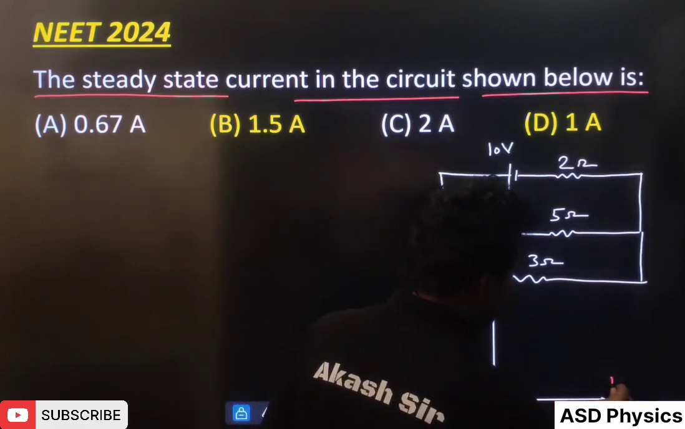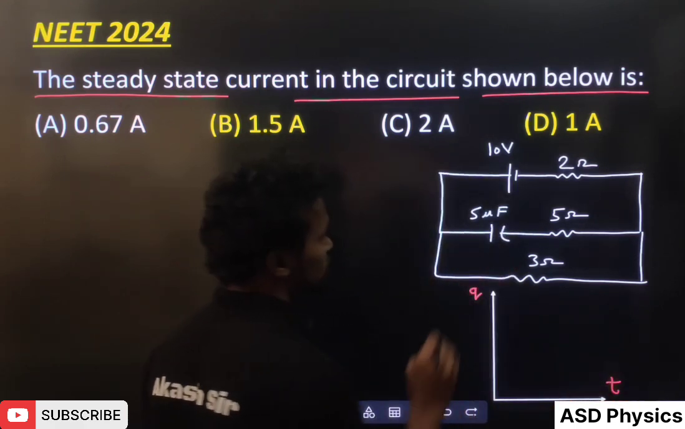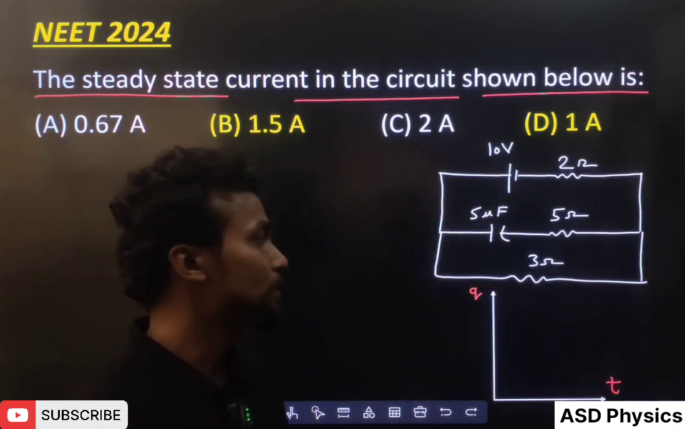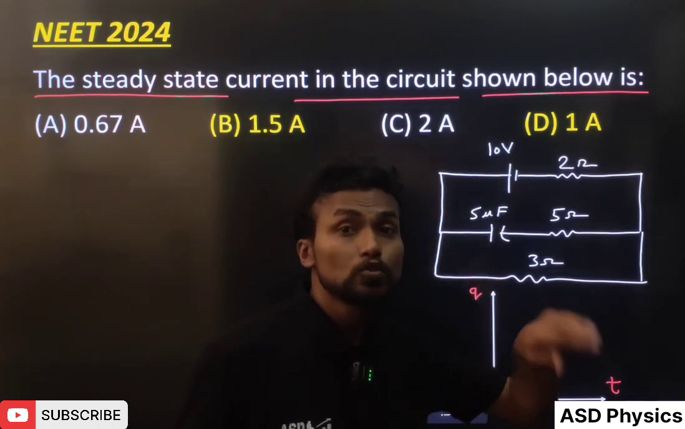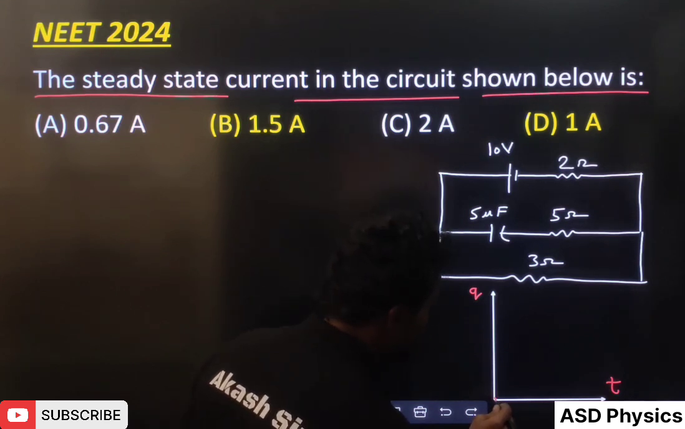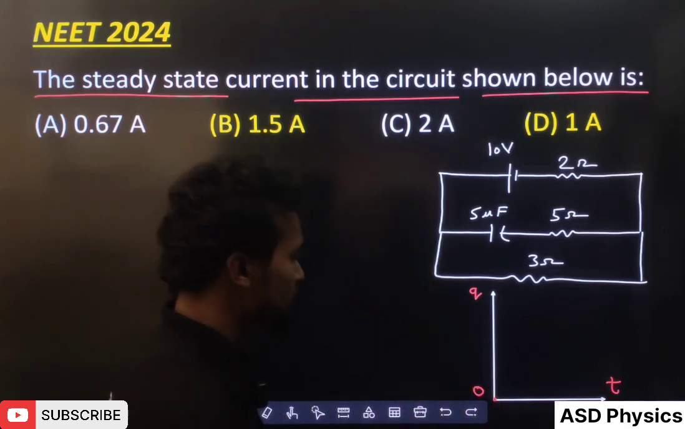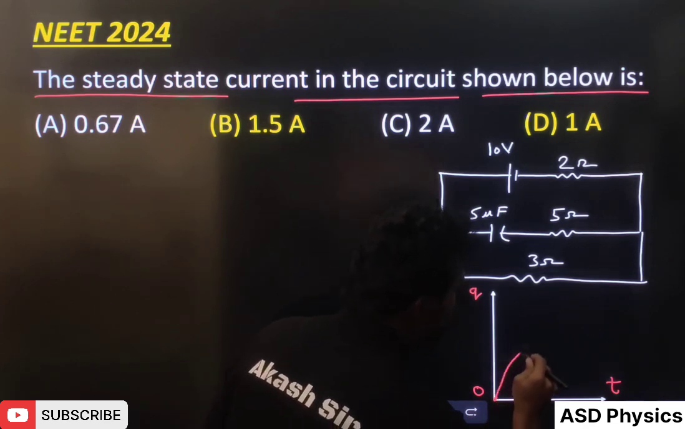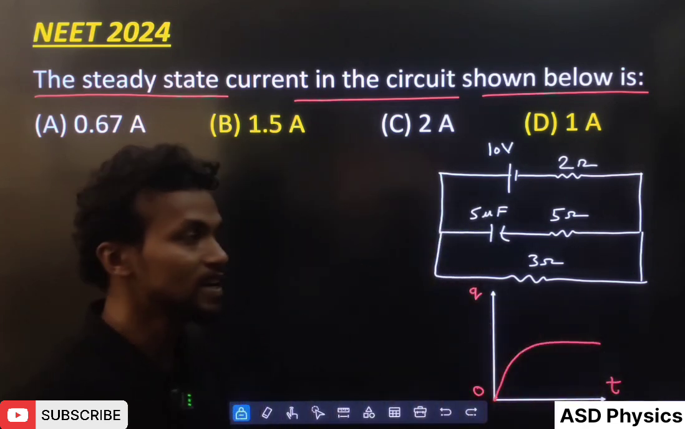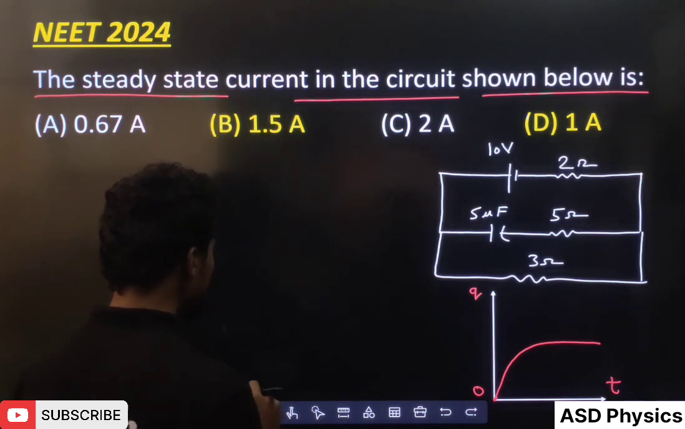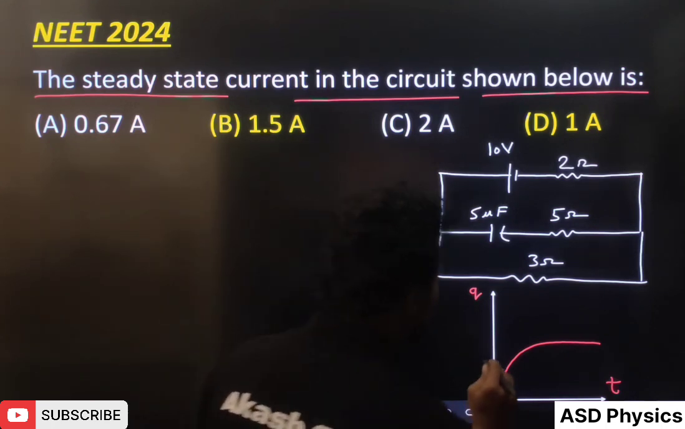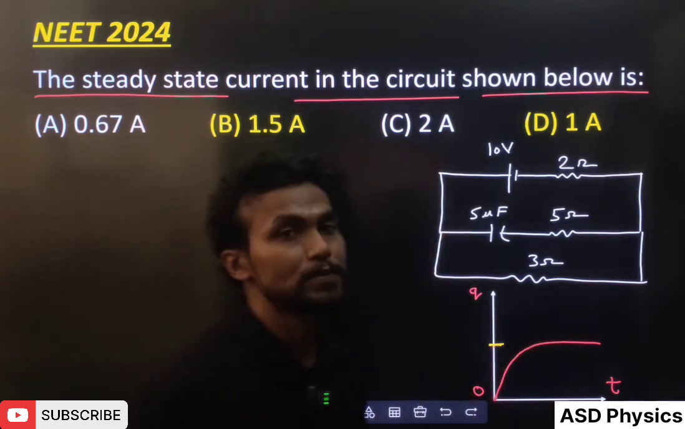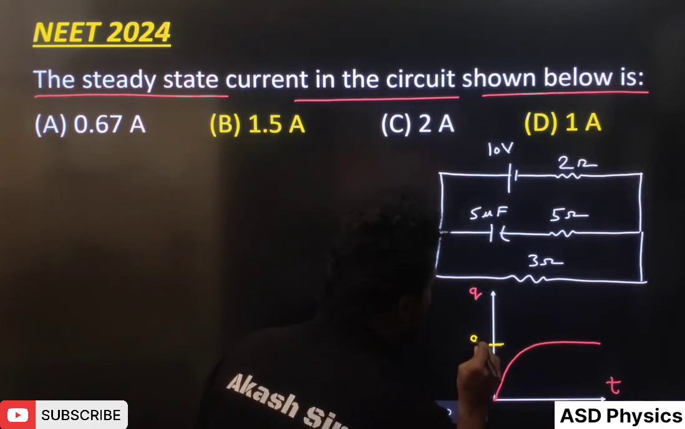So see here, this is time t, and let's take charge q here. The moment this capacitor is connected to the battery, the capacitor will start to charge. So the initial charge on the capacitor is 0. O is the origin here. Then slowly this capacitor will get charged and reach the maximum value, or we can say the charge on the capacitor got saturated. Let's take this charge as Q.